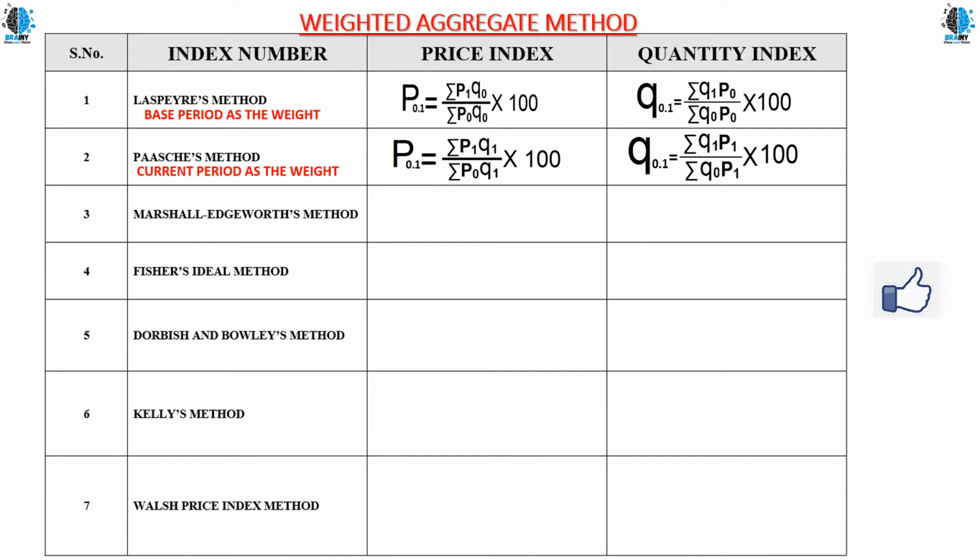Now if you remember these two formulas, Laspeyres method and Paasche method, then all the other 5 index numbers are very easy to remember. So let's see the next, that is the Marshall Edgeworth method. Here the author has given weight to the base year as well as to the current year.